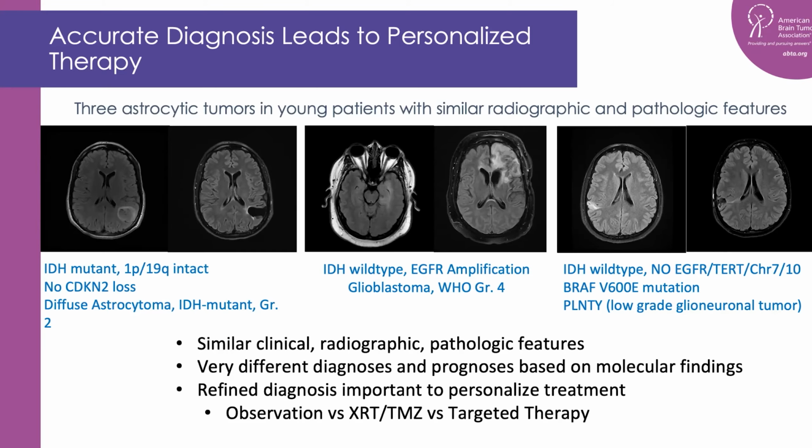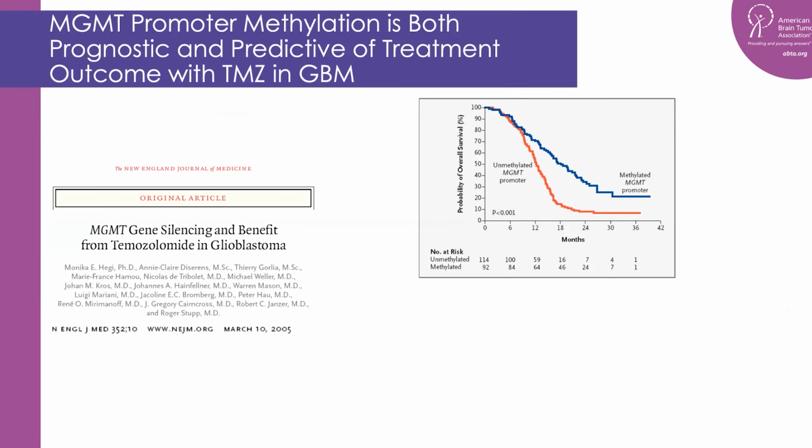So this is where, in my view, these molecular findings are most important for defining the diagnosis, seeing if you have a target that you can treat based on the specific alterations of the tumor, and using that to help personalize therapy. So there is a personalization of therapy we use of standard chemotherapy, temozolomide, and that is this marker called MGMT promoter methylation in glioblastoma. And this is the original paper.